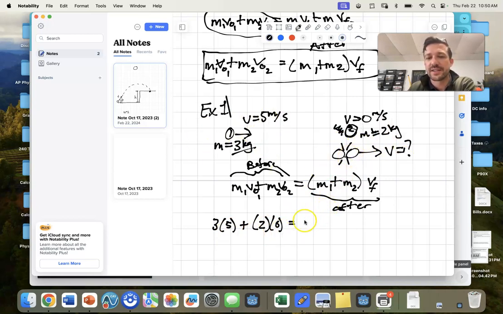Then they collide and stick together. So now it's going to be 3 plus 2, because they stuck together, and they should have the same velocity after they stick together, right? So we just need to solve for v. At that point, you could use your calculator, or you can work it out by hand.